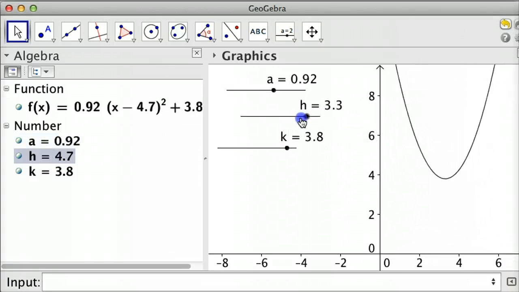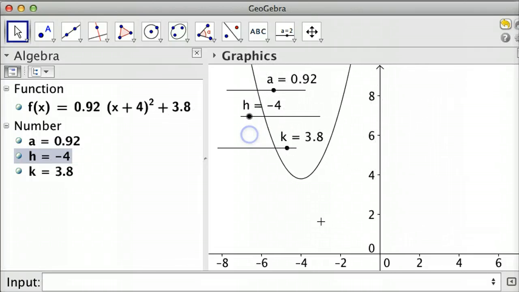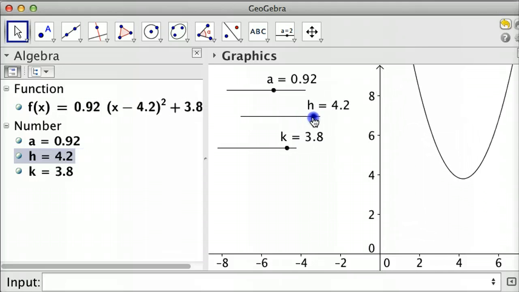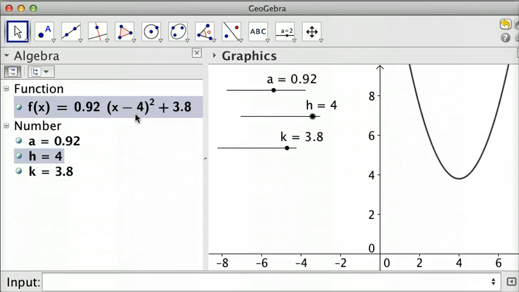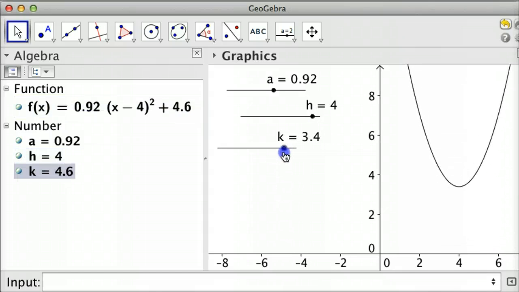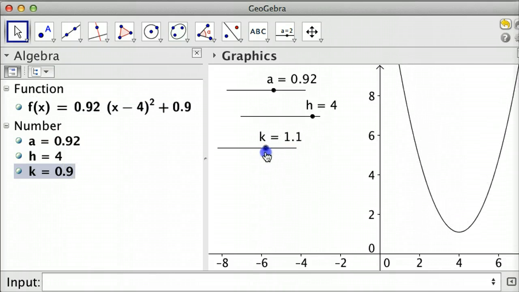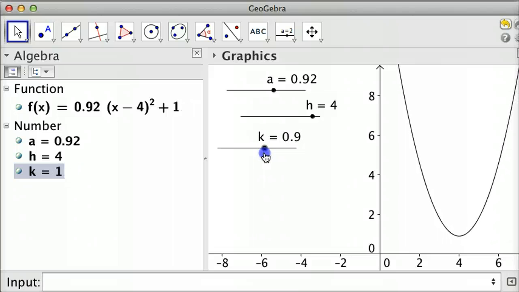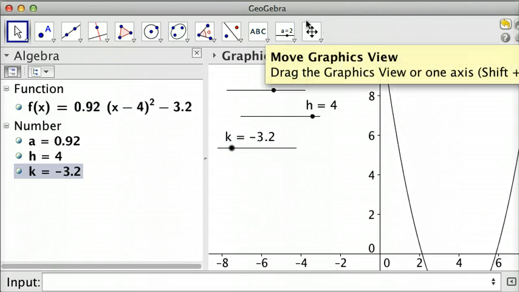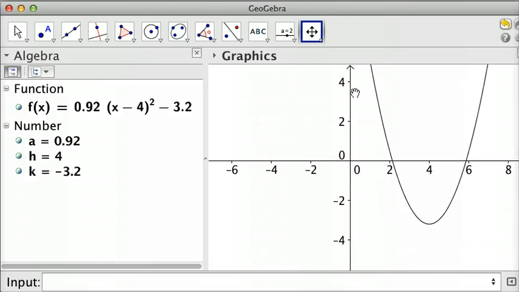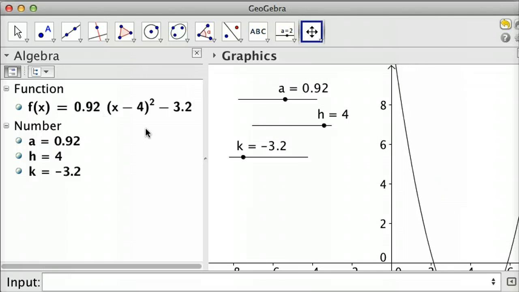The h value moves it left to right. If you're at negative 4, you've got x plus 4 inside the parentheses. If you're at positive 4, you've got x minus 4 in those parentheses. And then k moves it up and down. Right now it's at 5, so it's plus 5. There the signs aren't opposite. When k is 1, there's 1 on the graph. K is negative 1 means it goes down below, the y value is negative.